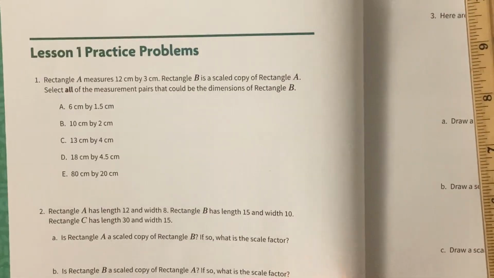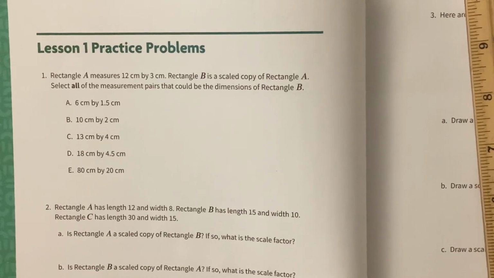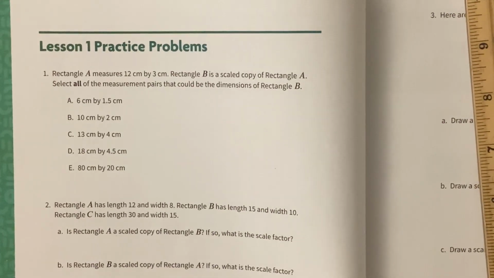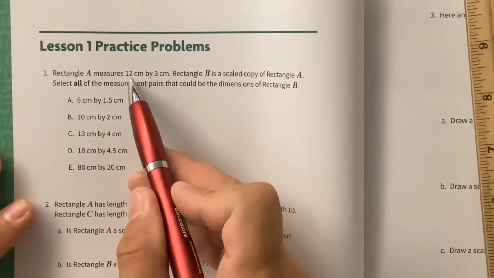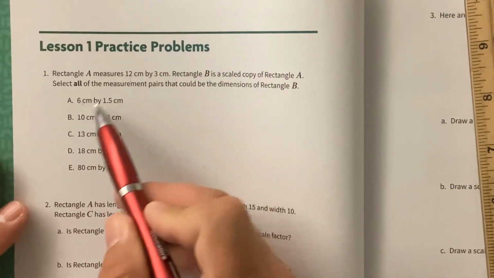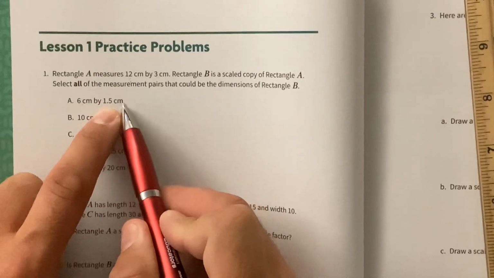All right, number one. You have a 12 by 3 rectangle. B is a scaled copy. Select all the measurements that work. So when I'm looking at that one, I'm wondering how I get from 12 to 6. Well, I get from 12 to 6 by dividing by 2. So the question is, did I also take this one divided by 2?